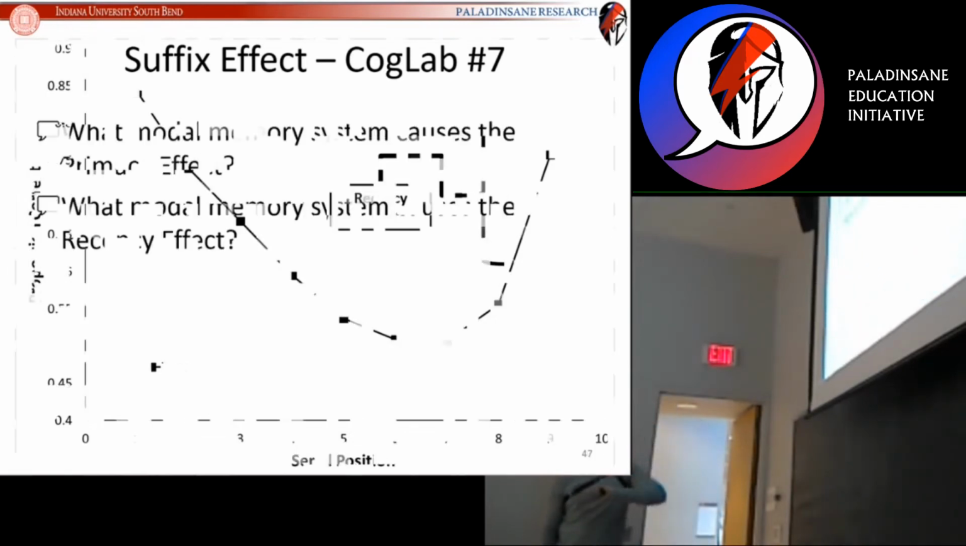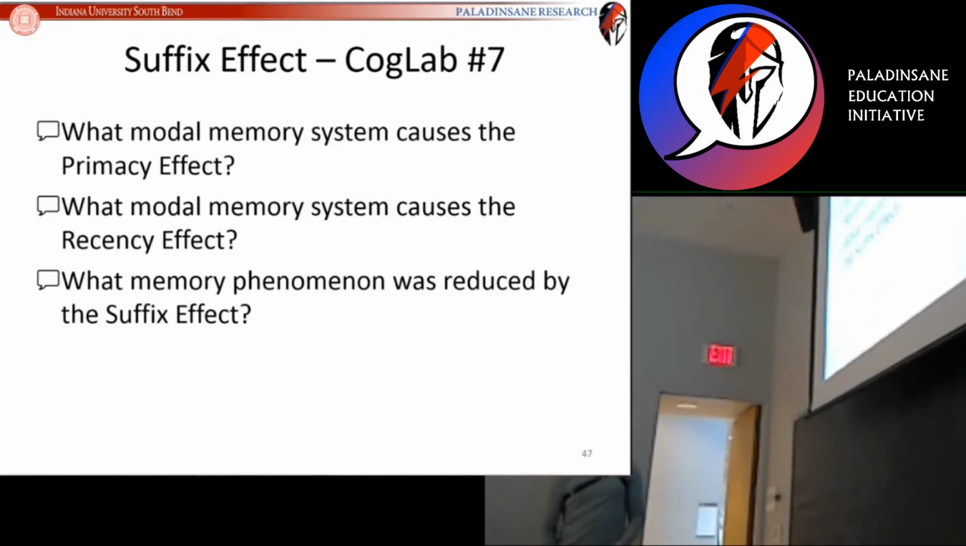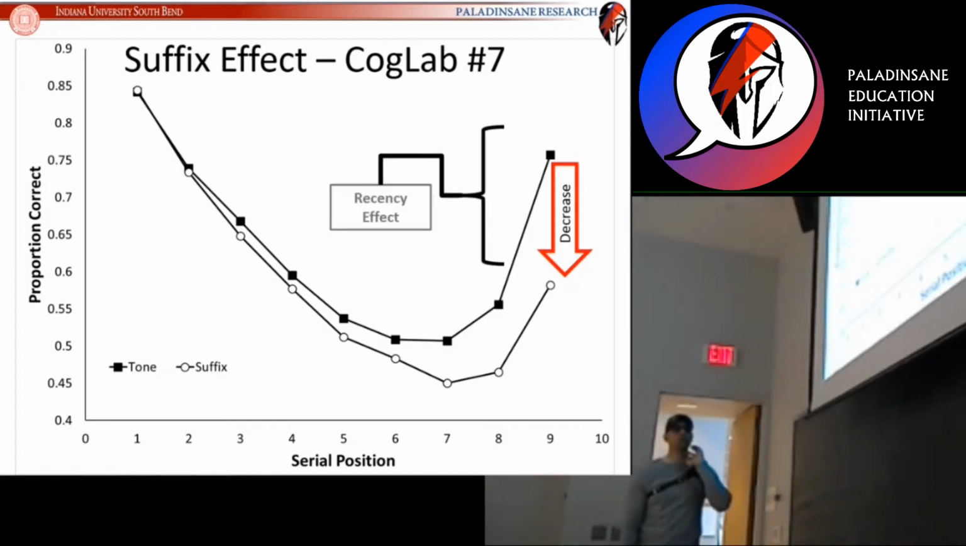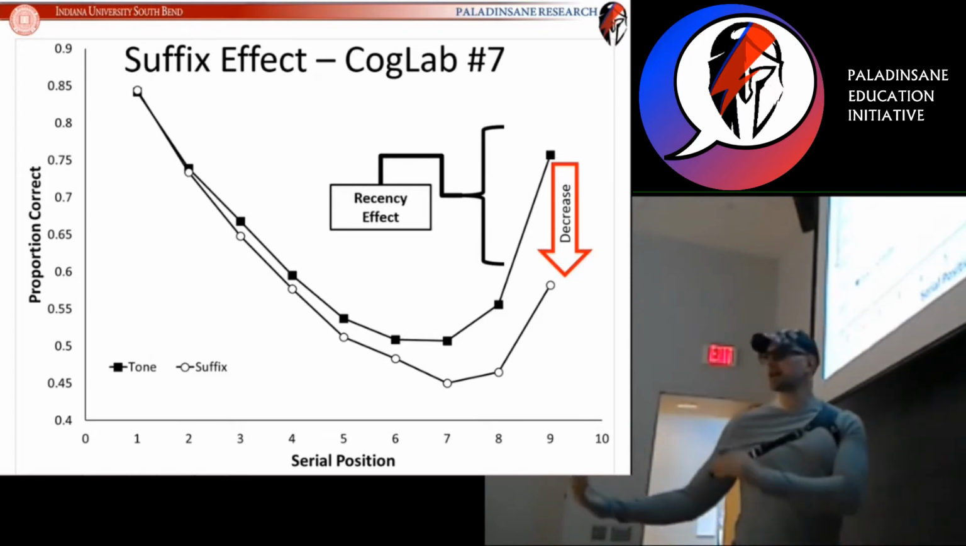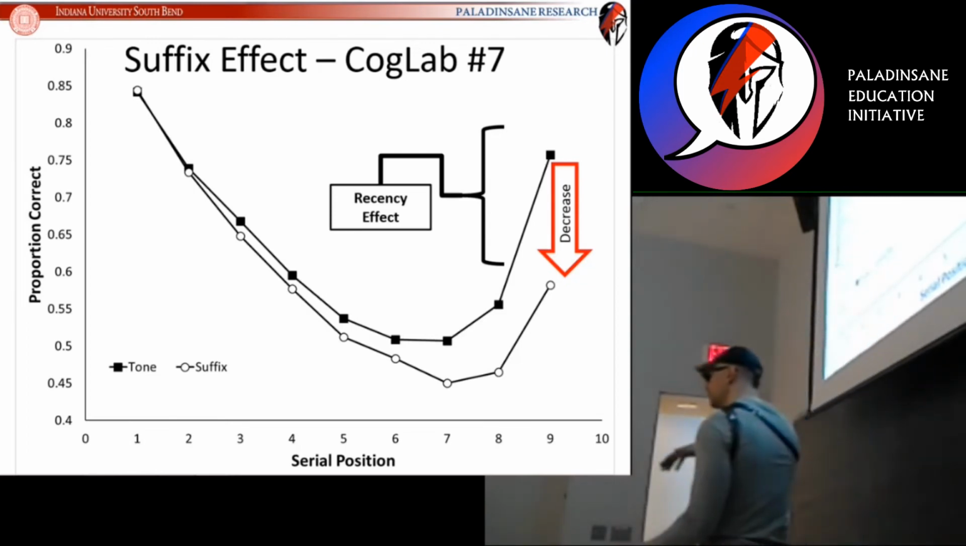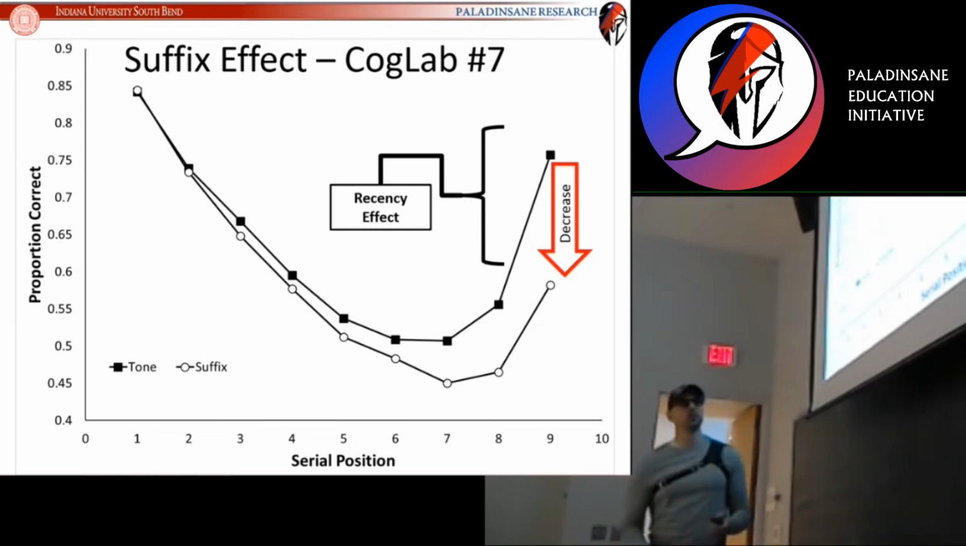All right, and what memory phenomenon was reduced by the suffix effect? We took a look at that. It was the recency effect. Very interestingly, the decrease from the suffix effect only occurs in the recency portion. It has virtually no effect in the primacy portion. So the first three numbers are still very highly recalled; it really only affects that recency portion of the curve. And that again is because that last number works its way either into working memory or into short-term memory. That 0, even though you don't want it to, pops into your working memory.